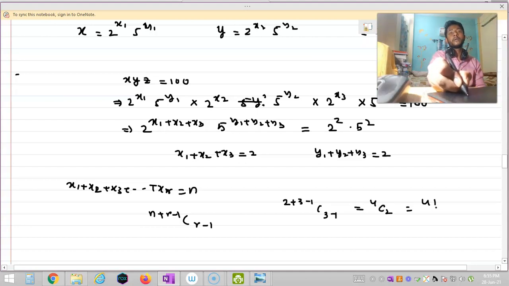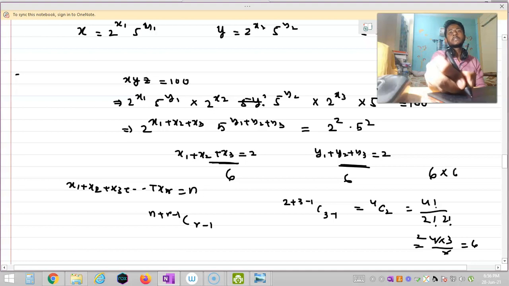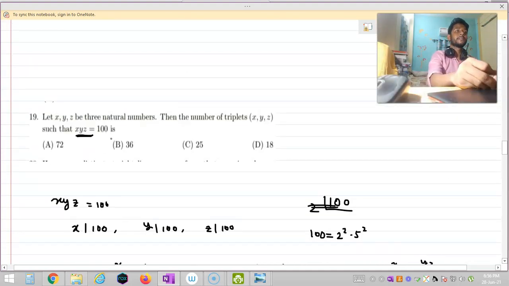So this is 4 factorial by 2 factorial into 2 factorial, so I can say it is 4 into 3 by 2, which is 6. So there are 6 solutions, and there are also 6 solutions for the other, so the total number of solutions is equal to 6 into 6, so 36. Now let us see the options. Option B is our correct option. That's all about question number 19.